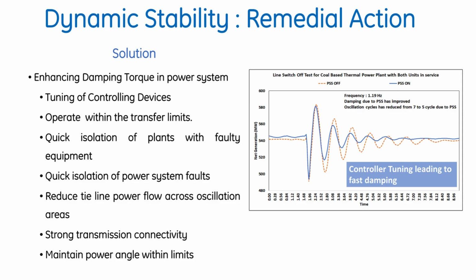So it's a mix of smart controls and careful operation. The graph showing how tuning improves damping really highlights the control aspect. Absolutely. Active control is essential for managing these inherent oscillations. In the third part, we will learn about frequency and voltage stability and stability assessment tools for planners and grid operators.